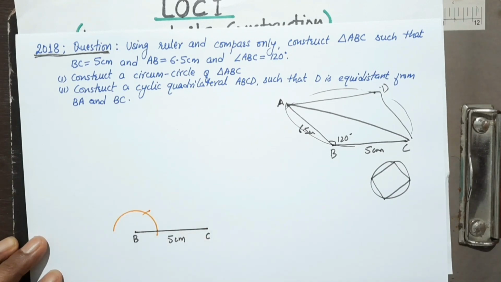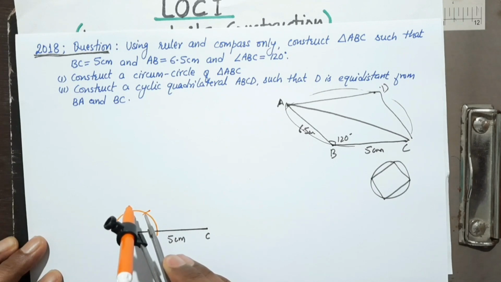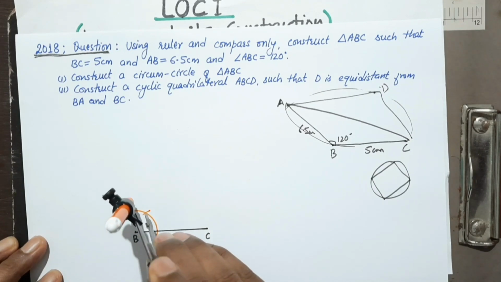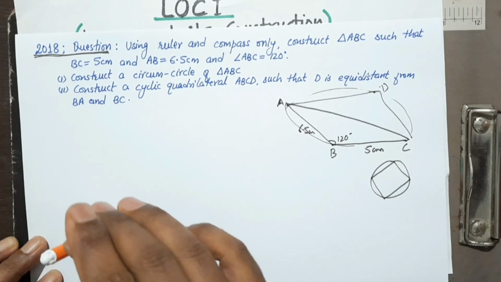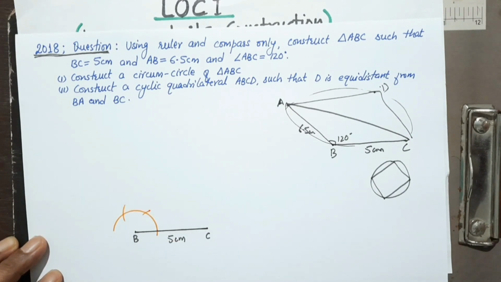This is our 60 degree. To make 120 degree, again we have to put our compass at this point of intersection and then again cut this arc. So this is our 120 degree.